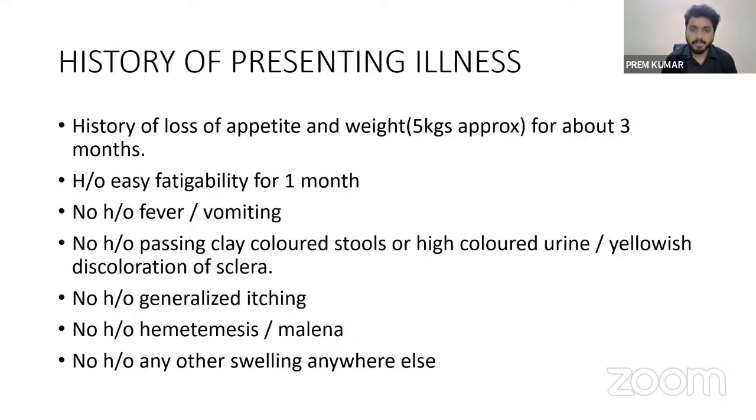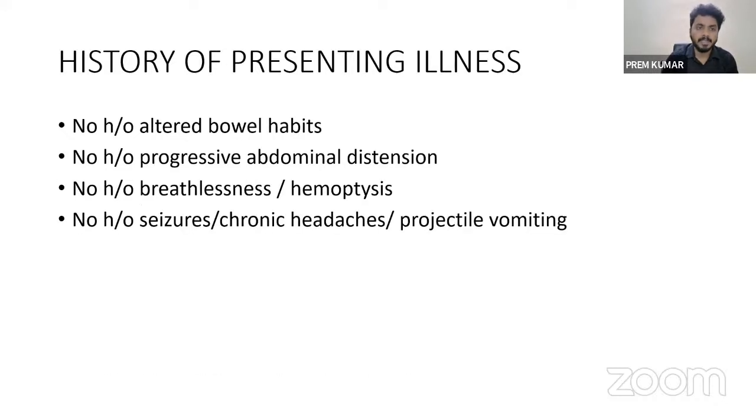There was a history of loss of appetite and loss of weight of approximately 5 kg over the last 3 months. History of easy fatigability was present for the past 1 month. No history of fever or vomiting. No history of passing clay-colored stools or high-colored urine, and no yellowish discoloration of sclera. No history of generalized itching. No history of hematemesis or melena. No history of any other swelling anywhere else in the body.